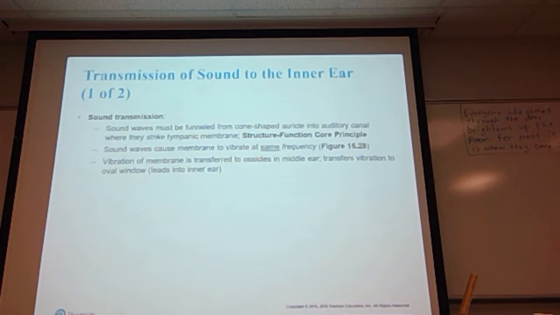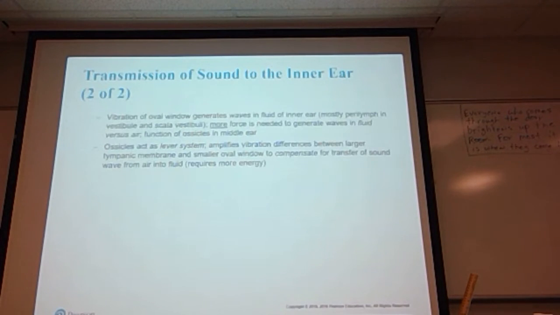The vibration of the membrane is transferred to the ossicles in the middle ear, which transfer the vibration to the oval window, which leads into the inner ear. The vibration at the oval window then generates waves in the fluid in the inner ear, mostly the perilymph in the vestibule and the scala vestibuli. More force is needed to generate waves in fluid versus air.